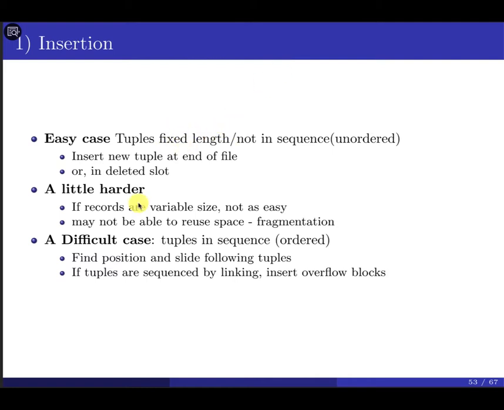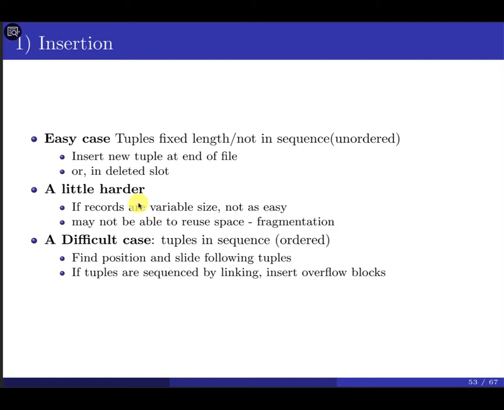A little harder is the case where the record has a variable size. If it's not fixed size, it depends. If the space available can fit the variable-size record, I'm going to store it there. Otherwise, if you cannot reuse a space, you may need to do fragmentation. Sometimes we need to split the data of the tuple among two blocks, which is an expensive operation because you need to figure out a way to reconstruct them.